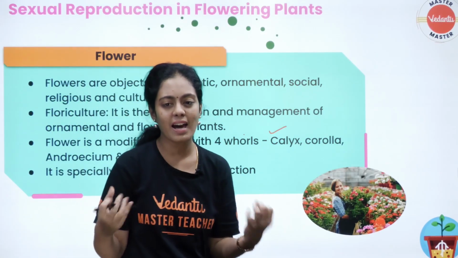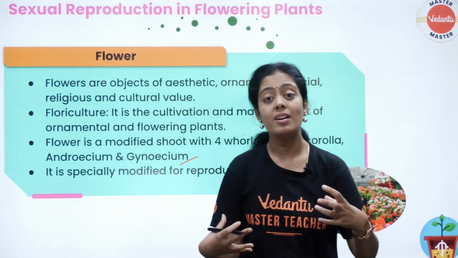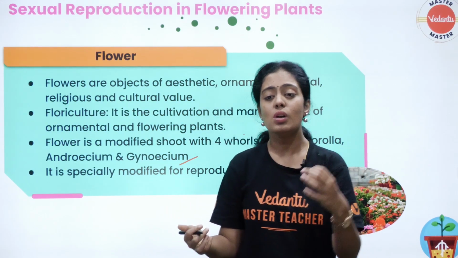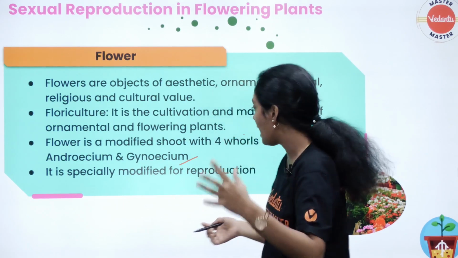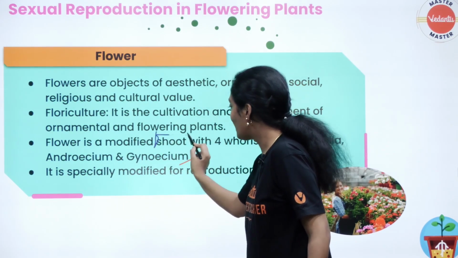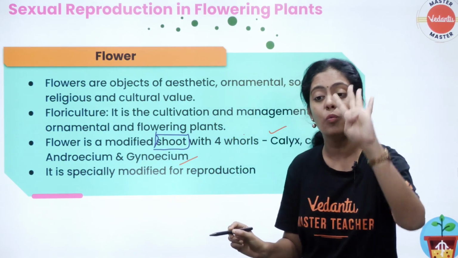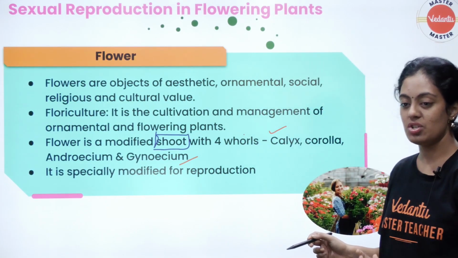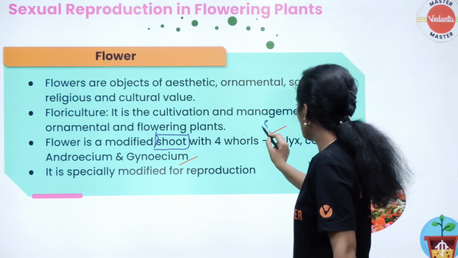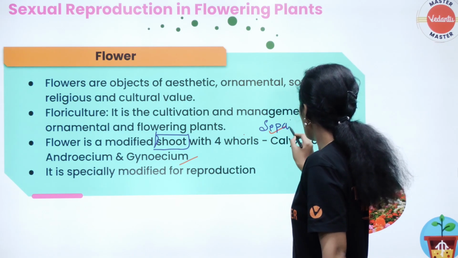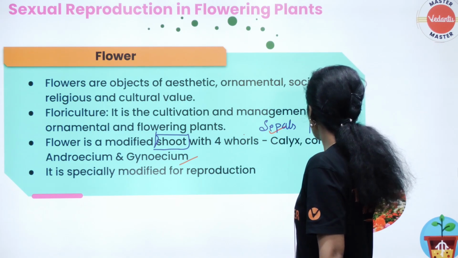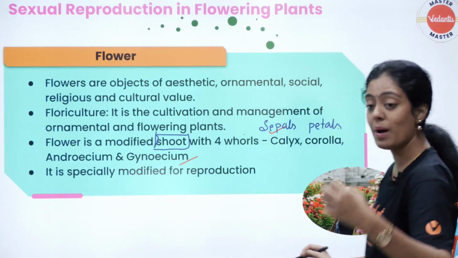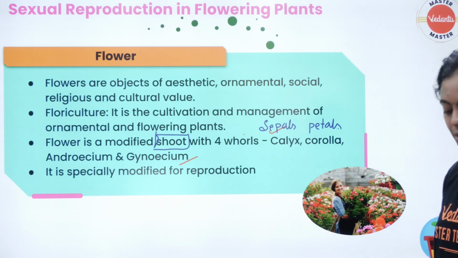First, what is a flower? Flower is the reproductive organ in angiosperms. How is this flower produced? This flower is produced from the modified shoot. It has 4 whorls: calyx, corolla, androecium and gynoecium. What do we call calyx? We call it sepals. What do we call corolla? We call it petals. Androecium is the male reproductive part, gynoecium is the female reproductive part.